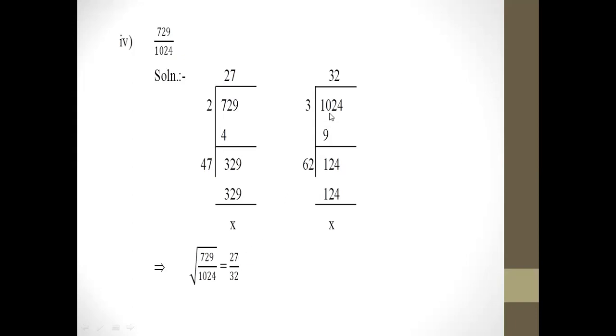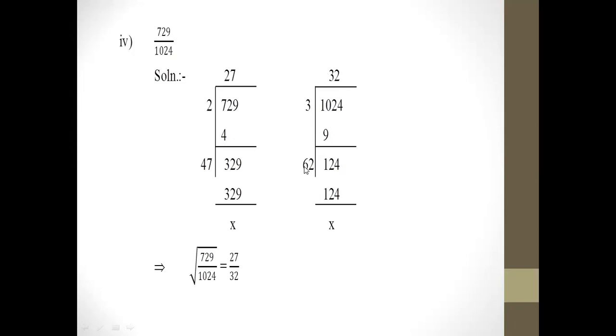For 1024, again you make pairs. The first pair is 24 and the second pair is 10. So 3 3s are 9. 4 4s are 16, greater than 10. So 3 3s are 9. And 3 plus 3, what do you get?